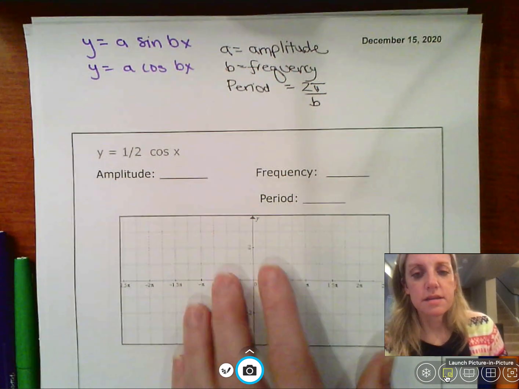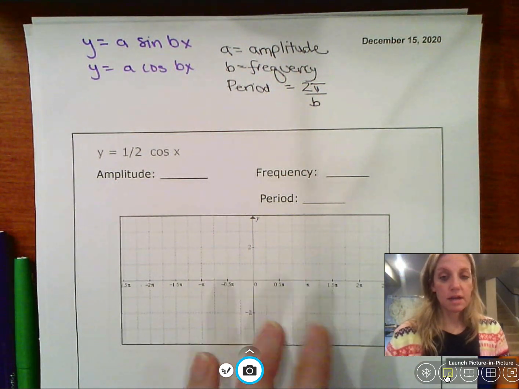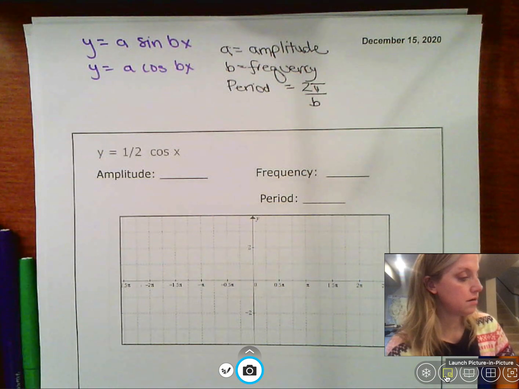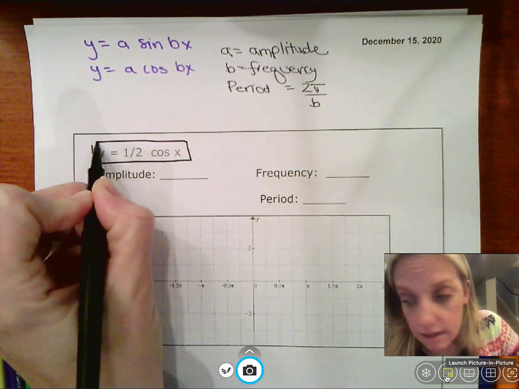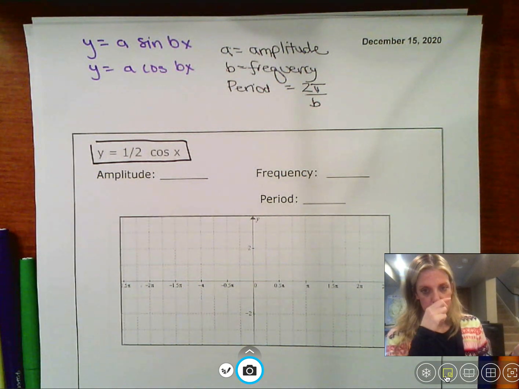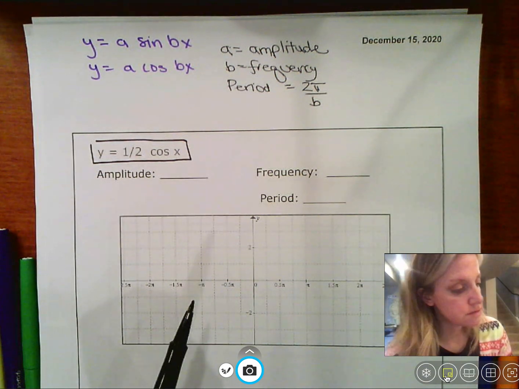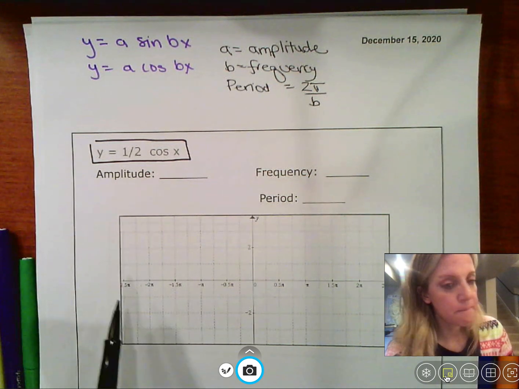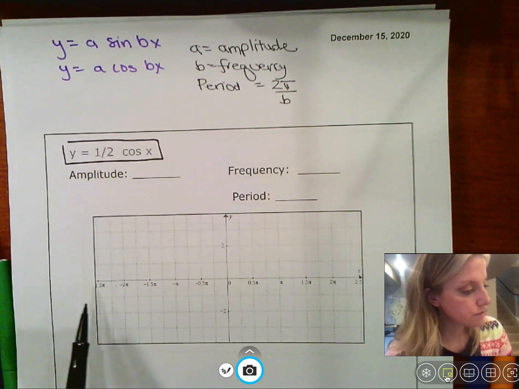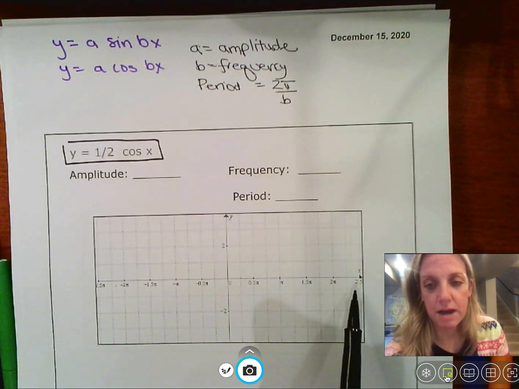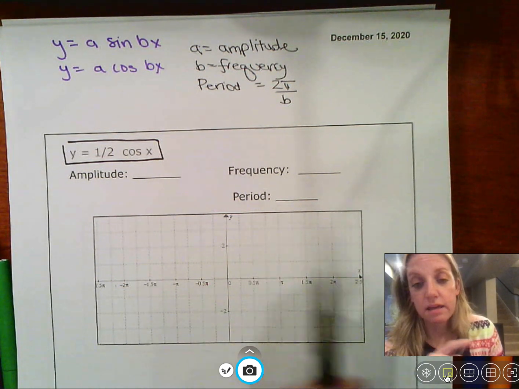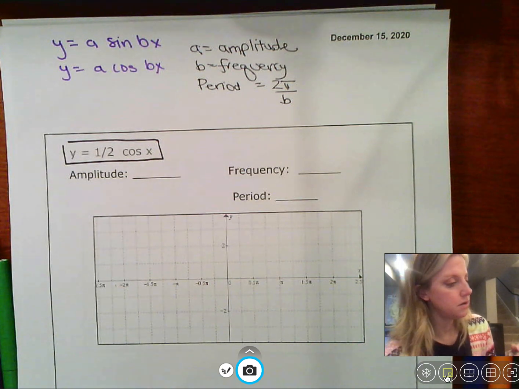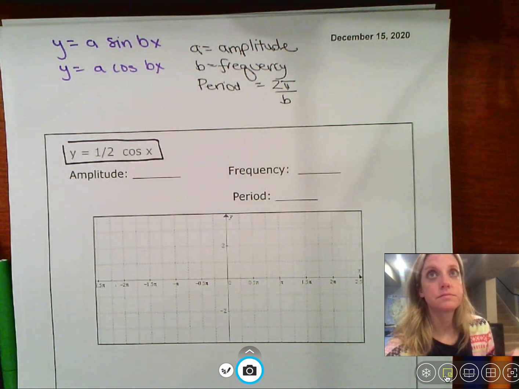Hi everyone, in this video we're going to do a bunch of examples to help you get good at graphing different sine and cosine functions. This first example, you can find in the packet. I believe it's the first one: y equals 1/2 times the cosine of x. My graph goes from about negative 2.5 pi to 2.5 pi, where I think yours just goes from negative 2 pi to 2 pi. So they might look a little bit different. Just please be aware.